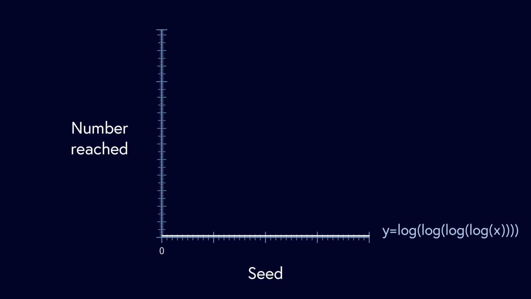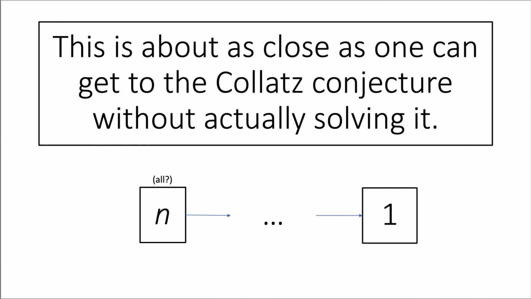What this means is for almost all numbers, you can guarantee that there is an arbitrarily small number somewhere in its sequence. In a public talk he gave in 2020, Terry Tao said, "This is about as close as one can get to the Collatz conjecture without actually solving it." This is an impressive result, but it's still not a proof. So why can't we prove the conjecture true? Could it be because it's not true?